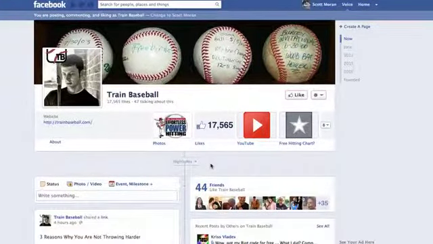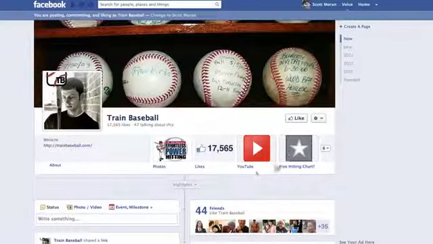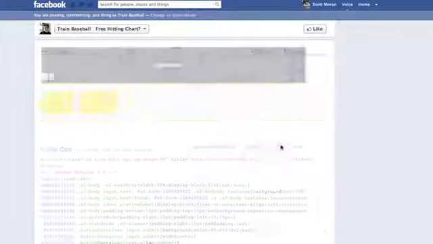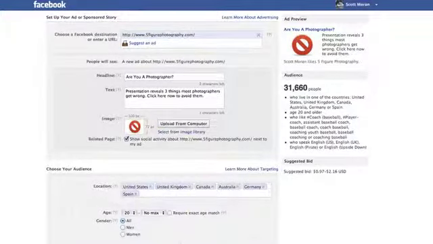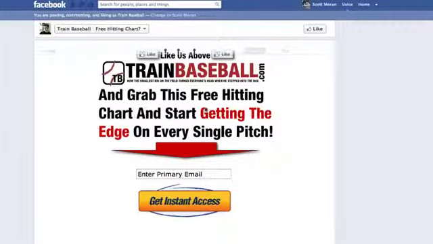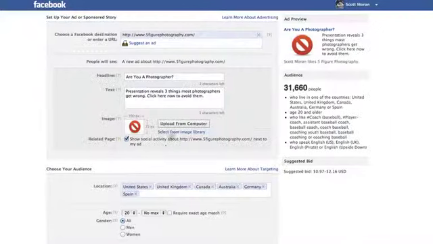It makes a couple $1,000 a month, and it's just this little mini business where I send people to this landing page on Facebook, which I'll show you right here. This simple little landing page, all of these baseball coaches go right here, and it says, hey, grab this free hitting chart and start getting the edge on every single pitch. They put in their email. They're taken to a sales page where they have a chance to buy our product. And it just monetizes every single day.